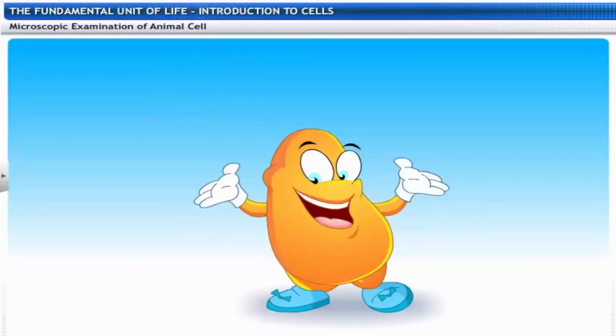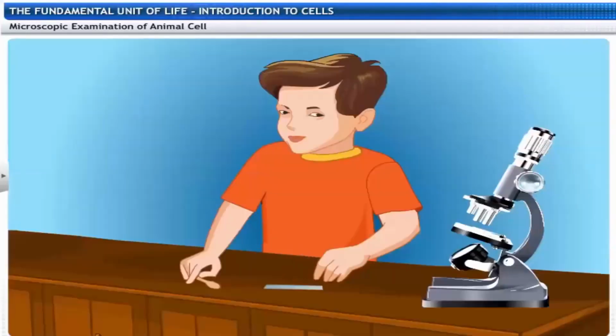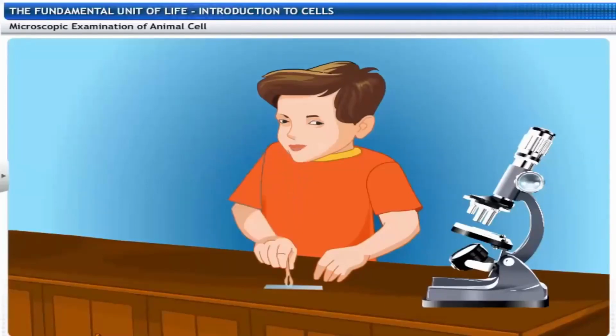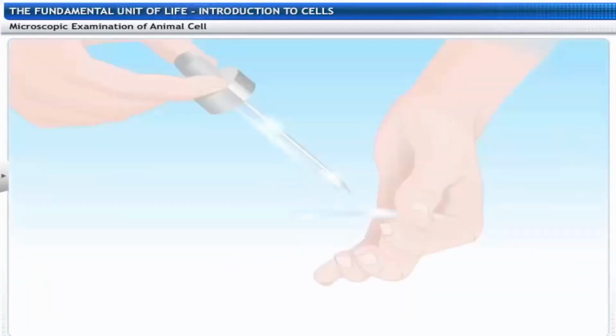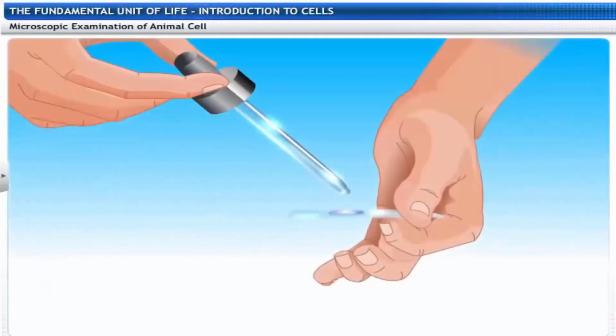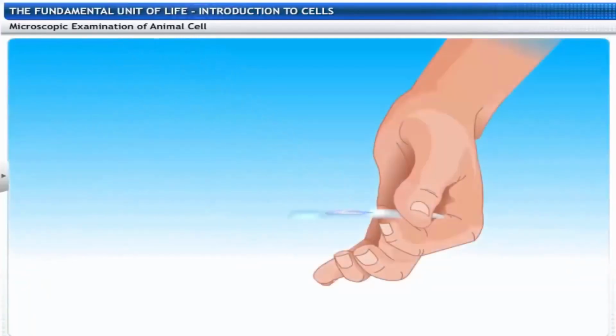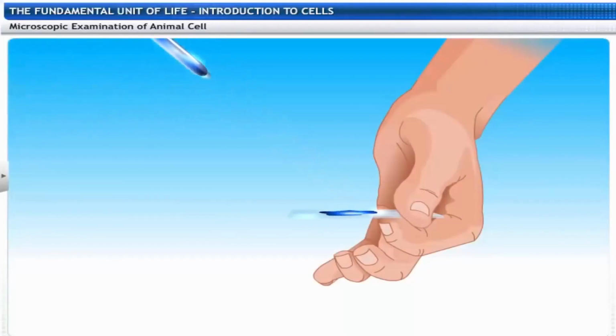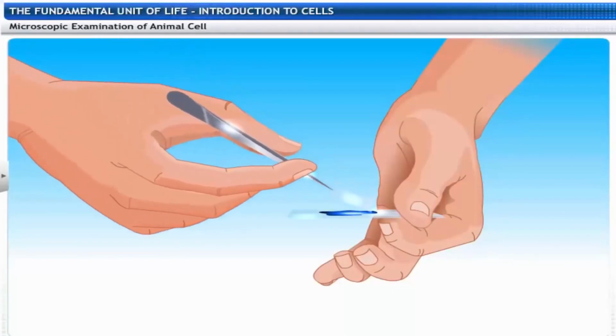But who do we have here? We shall look at an animal cell now. Let's begin with an ice cream spoon. Scrape the inside of your cheek using this spoon. Spread the collected mass in a drop of water on a glass slide. Add a drop of methylene blue. Place a cover slip on it.